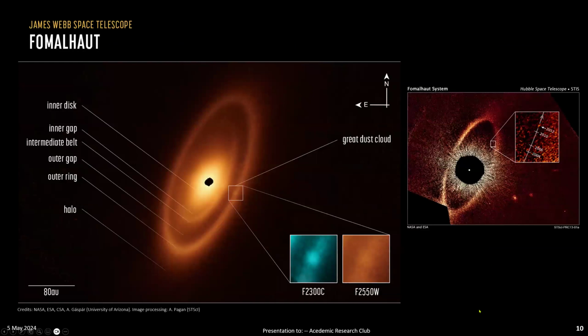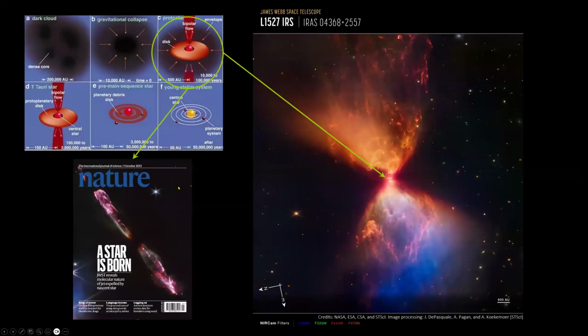Here are some examples. This is the circumstellar disk around the star Fomalhaut. And here is the Hubble Space Telescope image of Fomalhaut. And one can see that with the Webb telescope, with its ability to see fine detail in the infrared, we can see much more structure in this circumstellar disk to help us understand how planets are forming there.